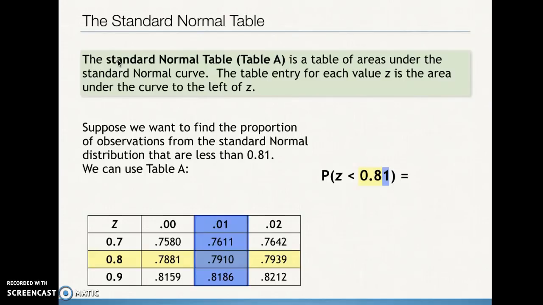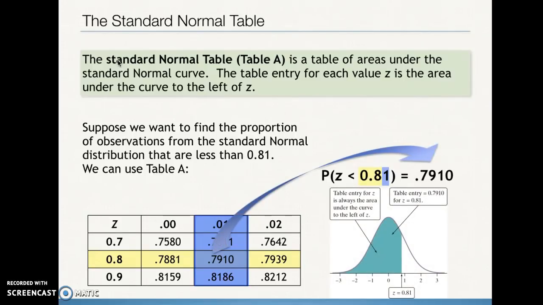In this case, 0.7910. And we can see what that means is 79% of the data, or of the area under the curve, is shaded. We shade from the left, so it's from negative infinity to the z-score of 0.81, which represents approximately 79% of the area under the curve.